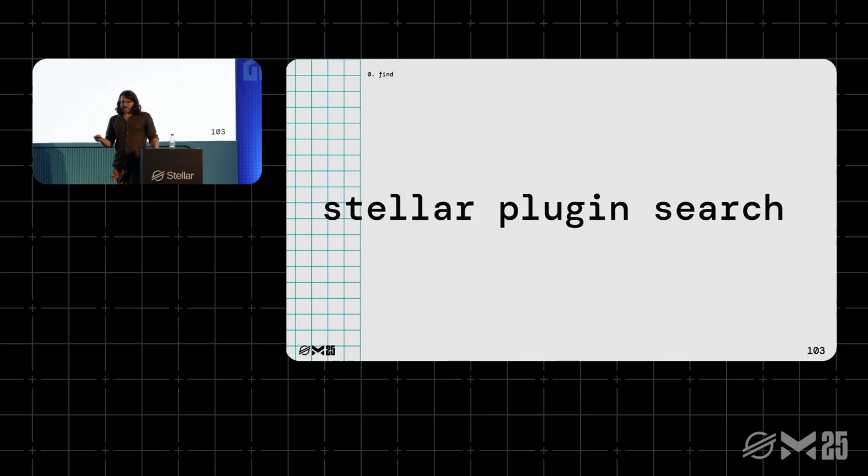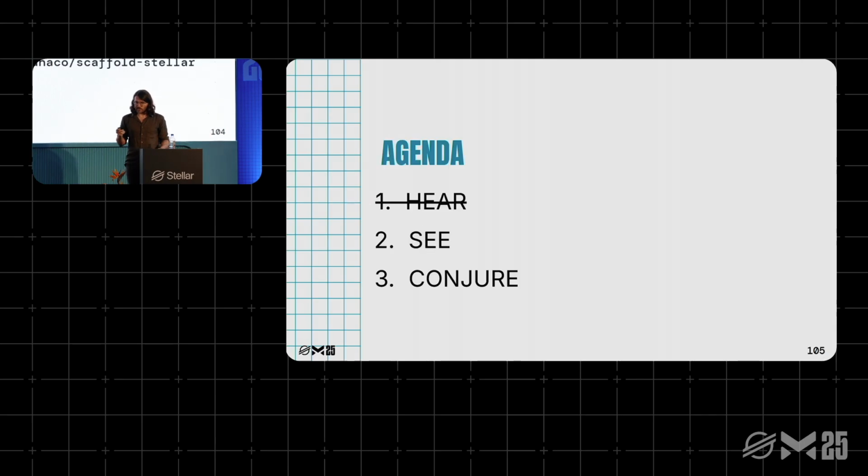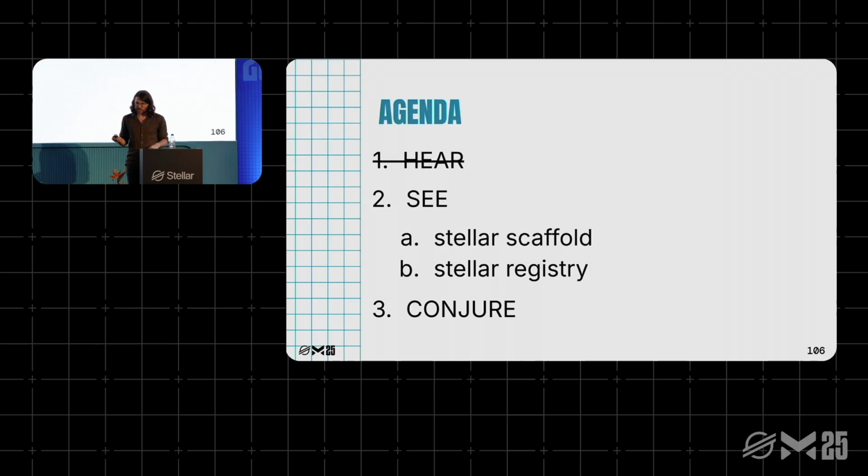Stellar plugin search. If you open your CLI today and you search for plugins, you will see the AHA Co/Scaffold Stellar, the Stellar app lifecycle streamlined. And this is a 2-for-1 deal. You got 2 CLIs, Stellar Scaffold CLI to help you init, learn, and build ambitious apps, and Stellar Registry to help you author, publish, deploy, and upgrade both WASM binaries and smart contracts, or use someone else's. So let's break this into 2 parts and talk about each of those in turn. Stellar Scaffold and Stellar Registry.